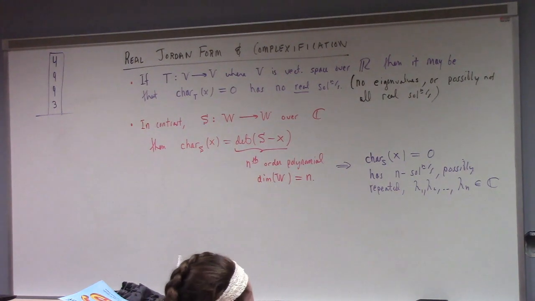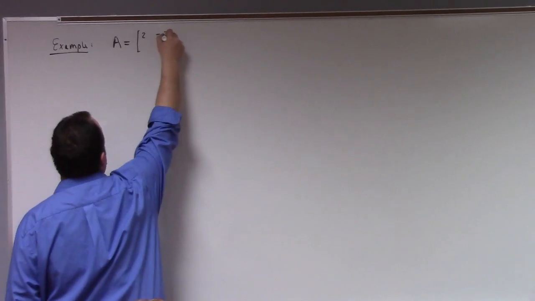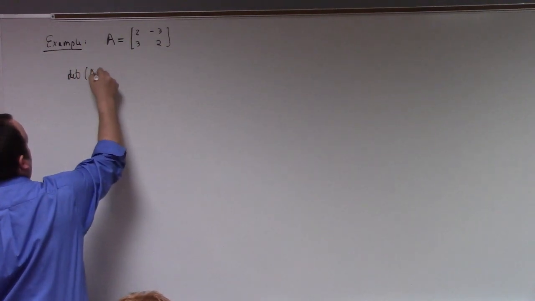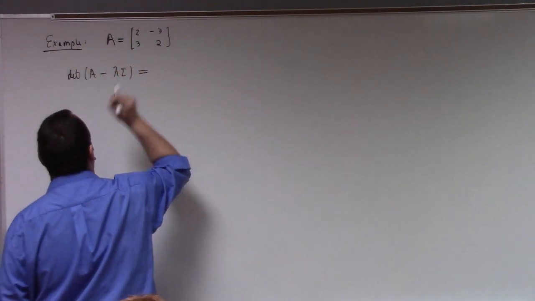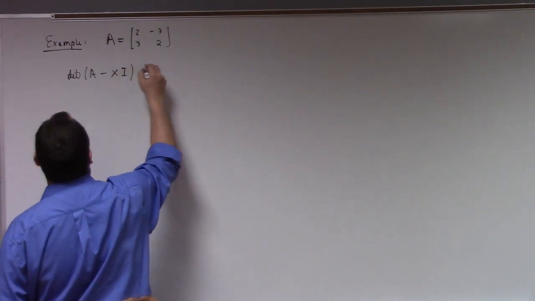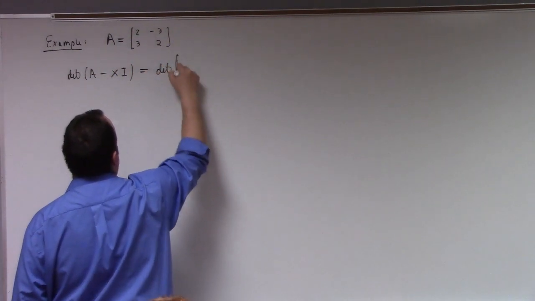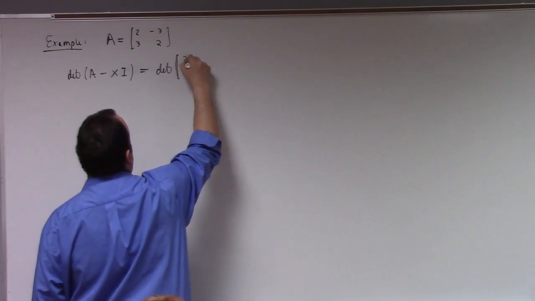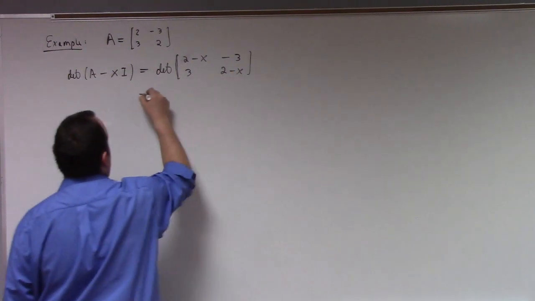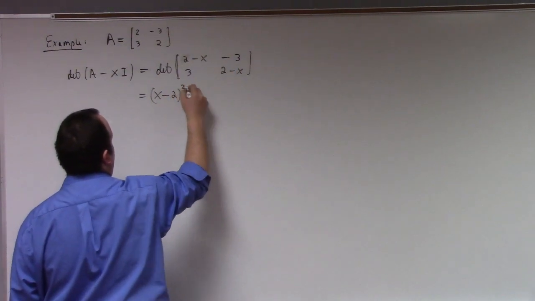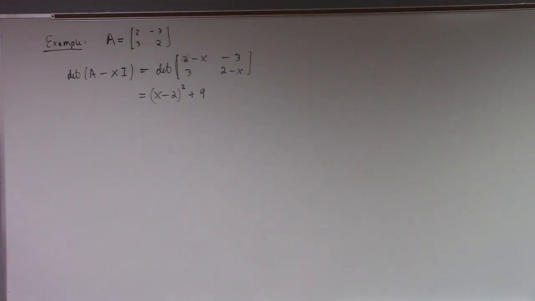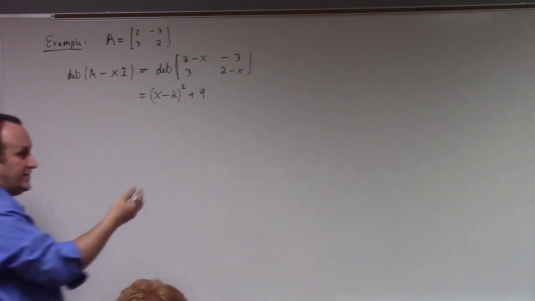If we had A equals [2, -3; 3, 2], then the determinant of A minus xI, which would be the determinant of [2 minus x, -3; 3, 2 minus x]. You work that out, you've got (x minus 2) squared plus 9, right? That's irreducible. This is an irreducible real polynomial. There are no real solutions, right?